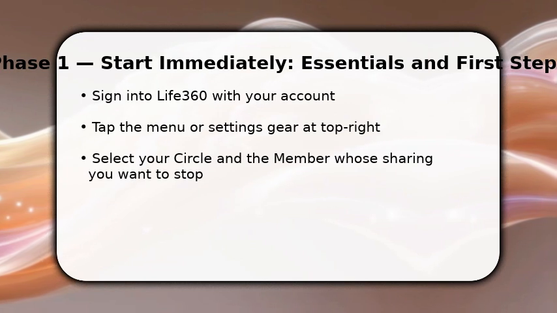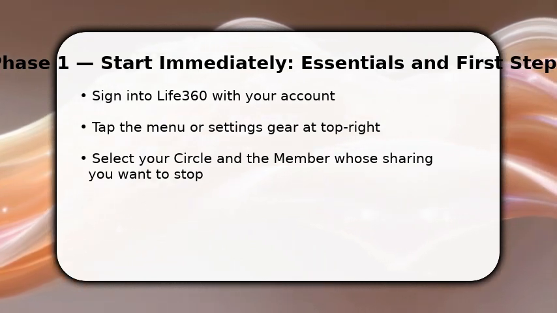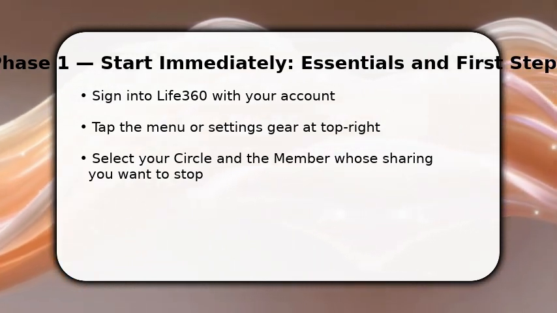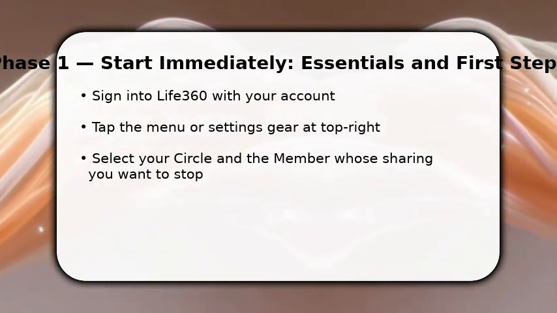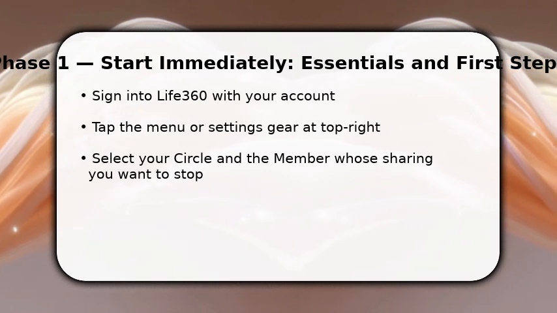Next, choose the specific member or device entry to open their details. This is where the app exposes sharing controls. Do this now so you can access the toggles and permissions you'll change in the next steps.